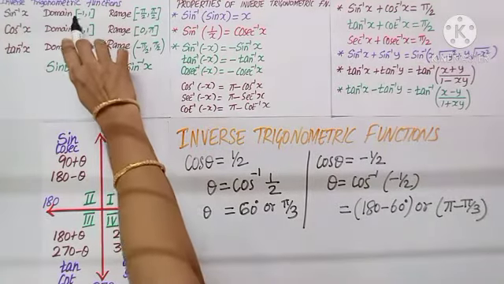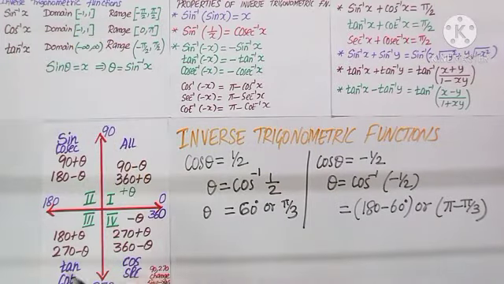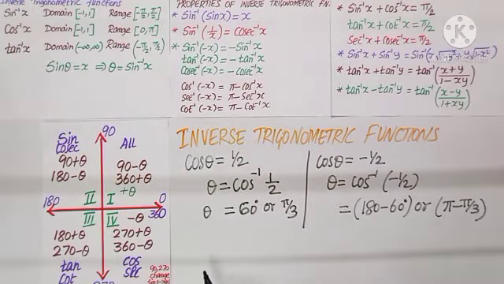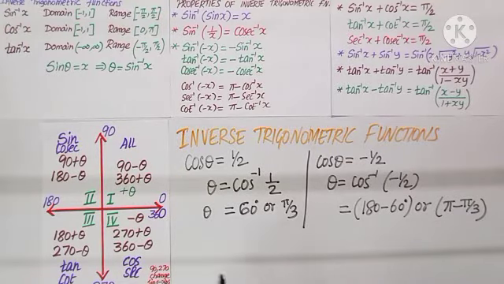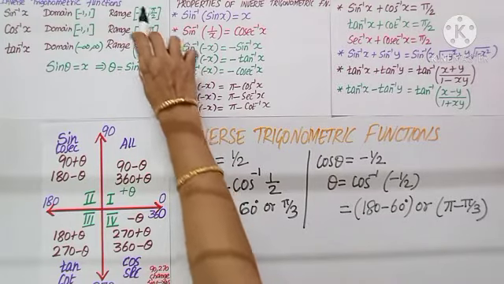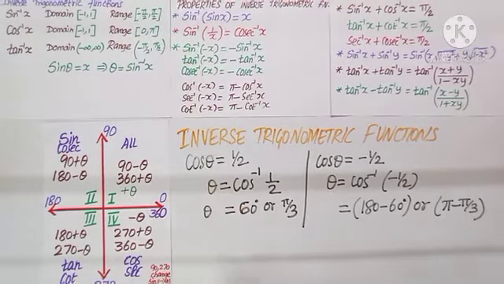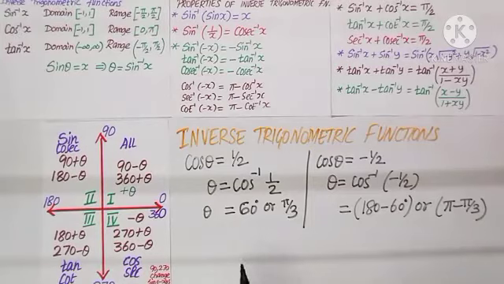So, the interval minus 1 to 1 is the domain and the range. Sine positive, my angle positive. Sine negative, my angle negative. Minus pi by 2 to pi by 2. This we also call principal value.